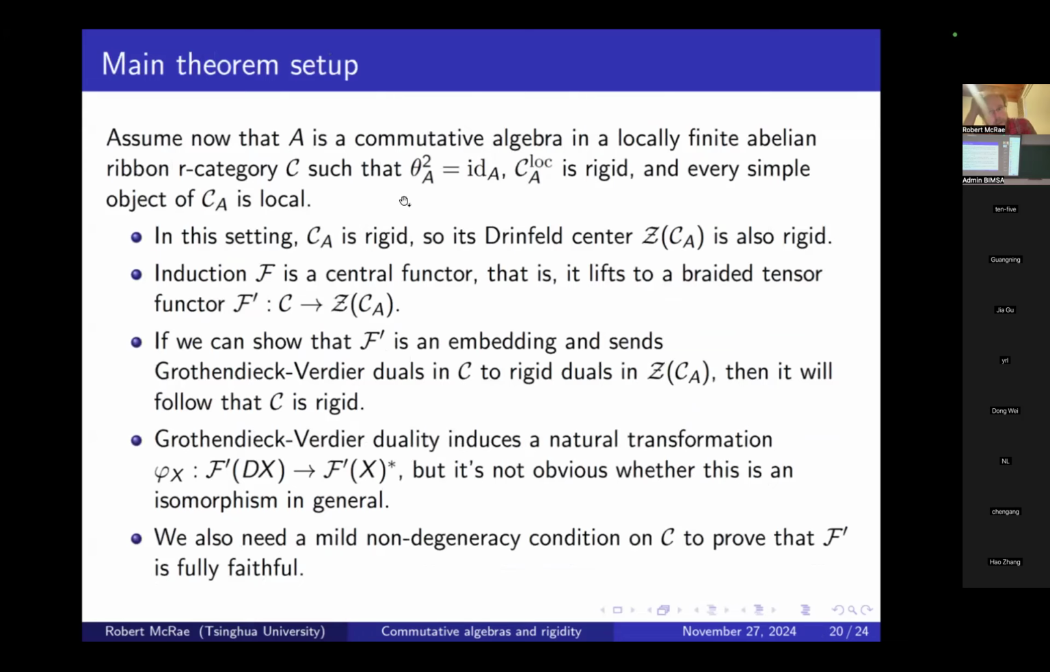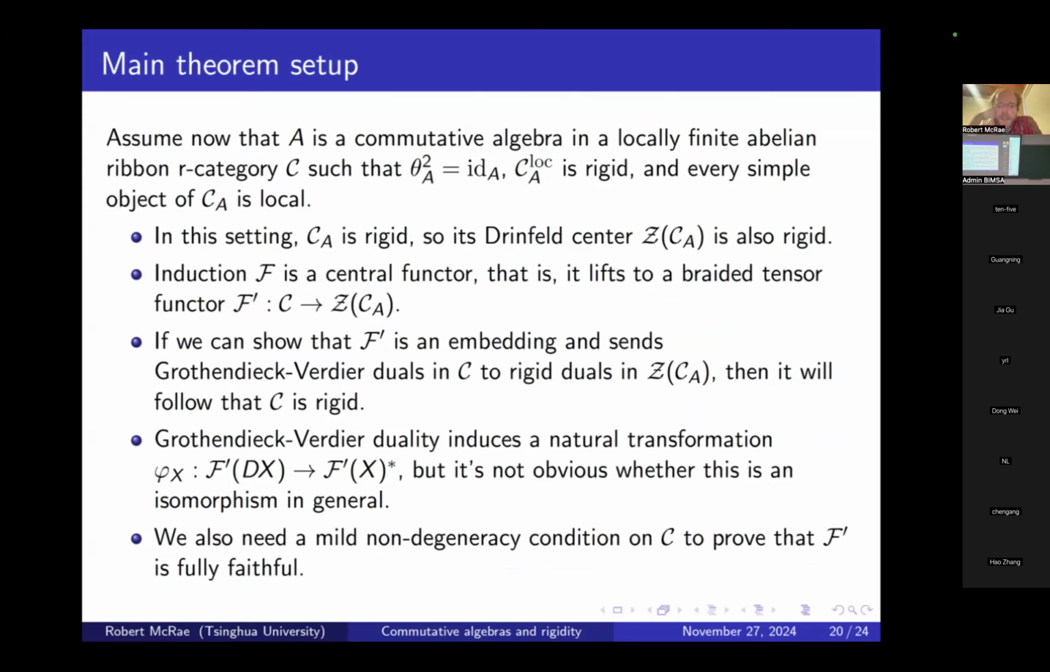Okay, so now I need to set up the main rigidity theorem that I want to discuss here. So let's say we have a commutative algebra A in a locally finite abelian ribbon category C with all of these conditions that we had before. CA local should be rigid. I want to assume every simple object is local. Well, in this setting, as I discussed earlier, this means that CA is rigid, and then its Drinfeld center is also still going to be a rigid category.